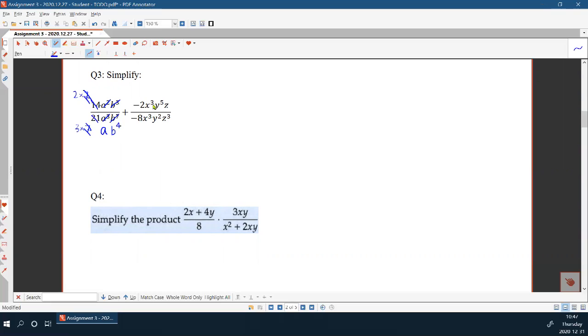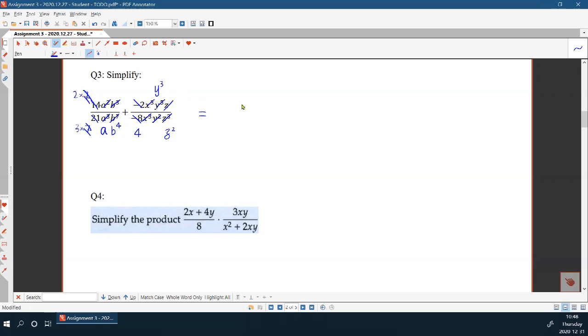Okay. As to the second term, minus 2 minus 8 cancels, which we have 4 here. And X to 3 times cancels with each other. Y to 5 times cancel with Y to twice, which leaves us Y to 3 times. And cancel Z, we have Z to the twice here.